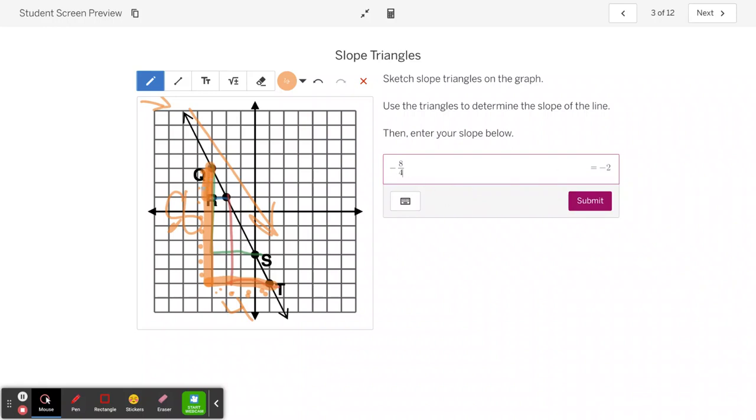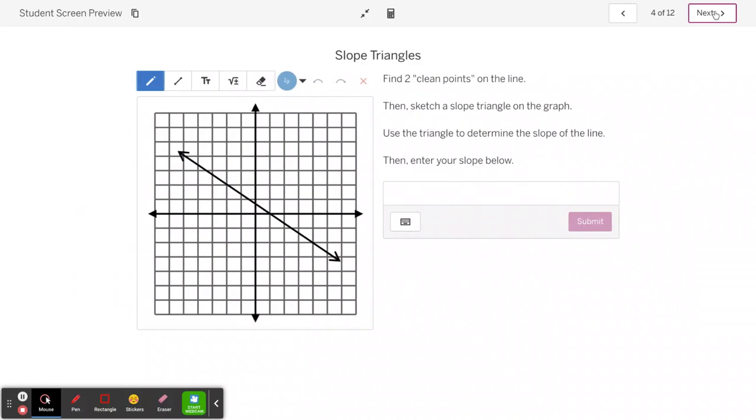If I would have done any other triangle, I would have gotten negative 2. If I would have done Q to R, be down 2 over 1, negative 2. If I would have done Q to S, it would have been down 1, 2, 3, 4, 5, 6. 1, 2, 3 over. 6 over 3 is also negative 2. So I'm going to submit, head over to slide 4.